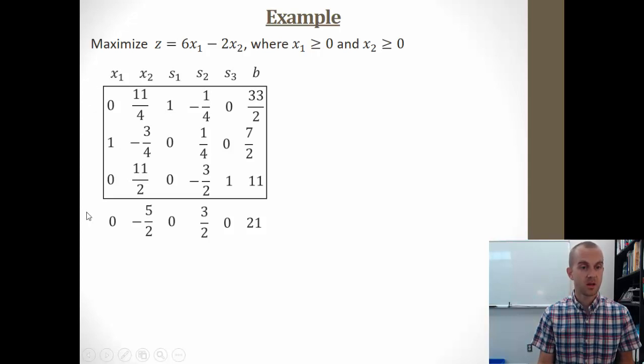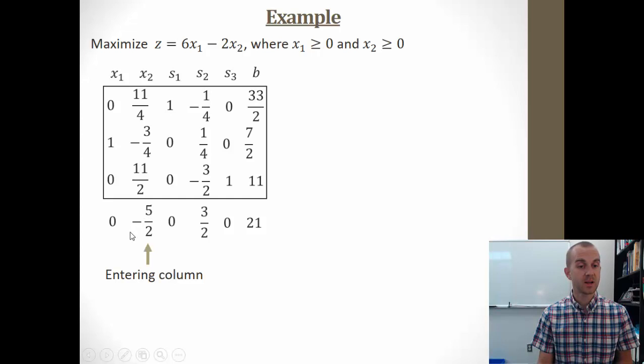Now I'll look at it and go to my last row, and right here I still have a negative value. So this becomes my new entering column. Now I'm going to go through and check each of my 3 rows and figure out which one becomes my departing row. And in this case, it will be the third row.